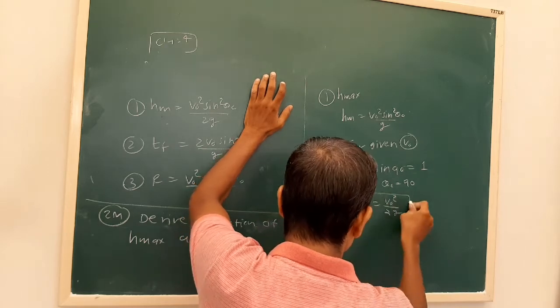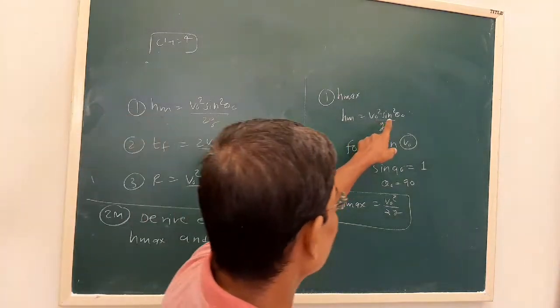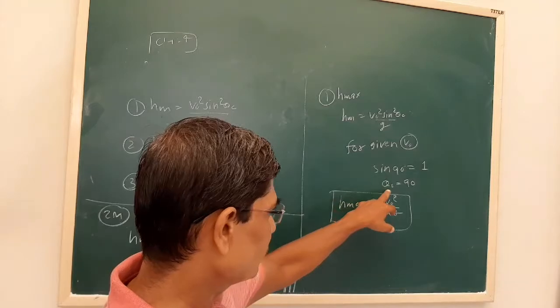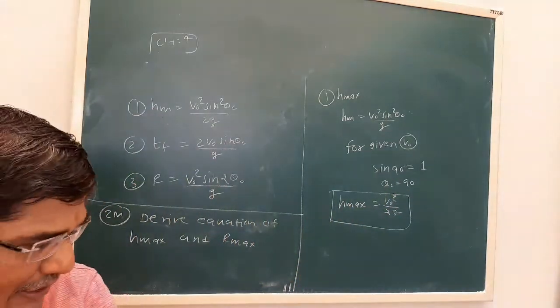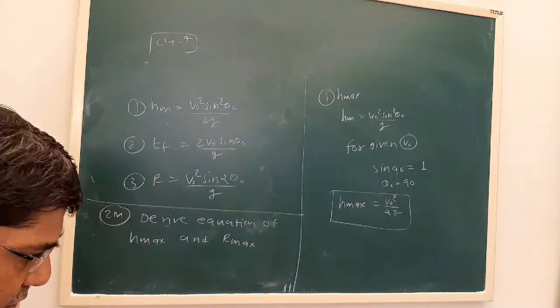Now this will be a useful equation for the MCQ. So naturally when this sin square theta becomes 1, the H will become Hmax. So when the angle of projection is 90 degrees, we will obtain the value of Hmax, that is V0 square upon 2G.